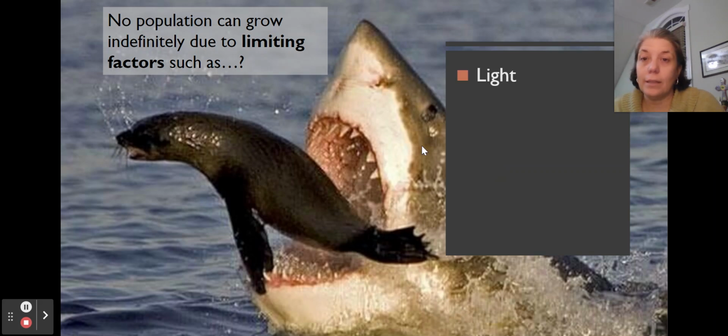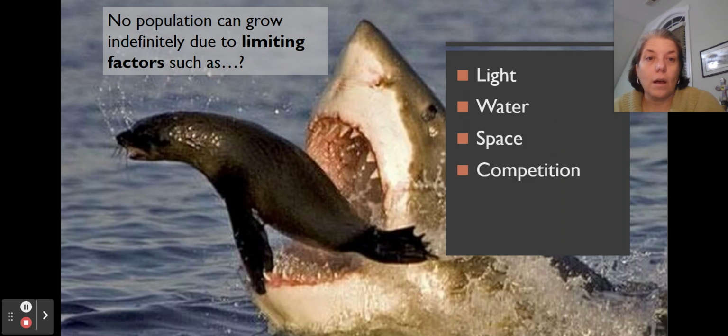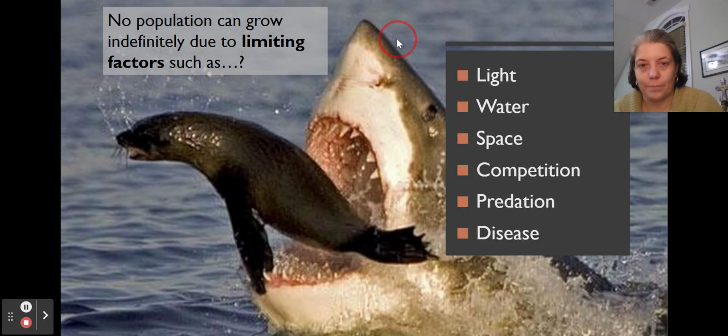One of them could be light, could limit the population, maybe for some plants in a forest. How about water? Always important for lots of organisms. Space, very important. Competition between organisms or between species or in a species. Predation could be one. And also disease. These things can limit the size of how much a population can grow.